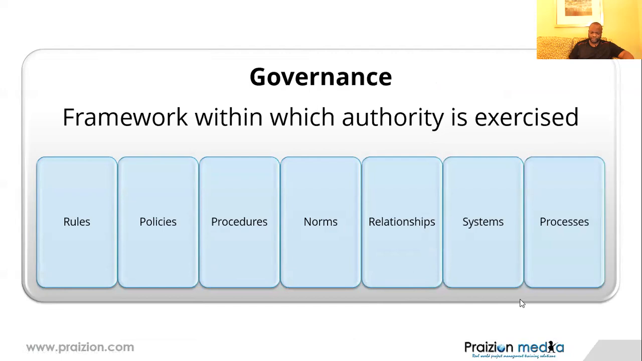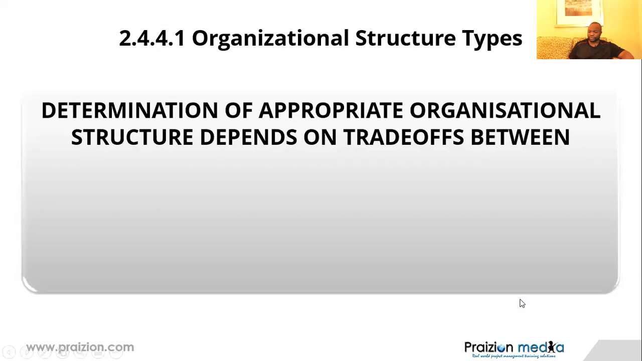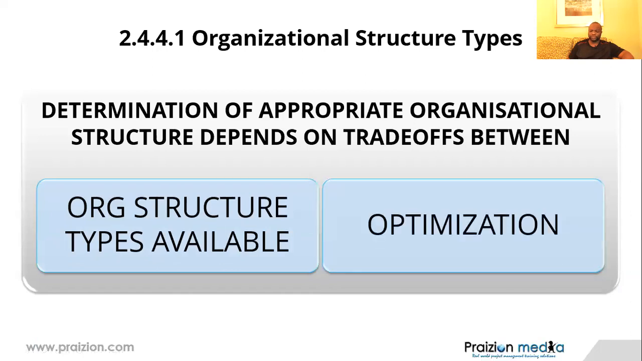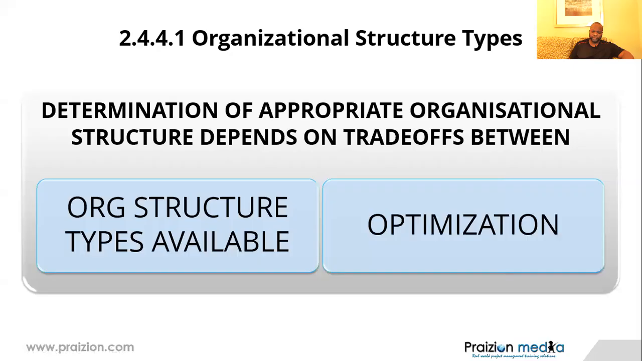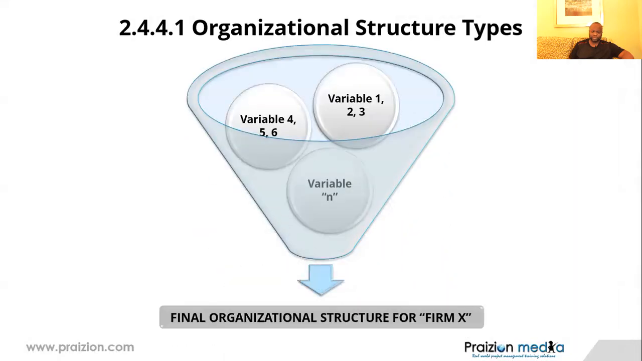These management elements, here they are, in plain terms. We looked at all of these. Here they are in one place, okay? And then, last but not least, we talked about organizational structure types. And your organizational structure, it's going to depend on the organizational structure types available and optimization, whatever management chooses to optimize and how. All right, so the summary is that these variables here determine your organizational structure type, and they are a number of variables.